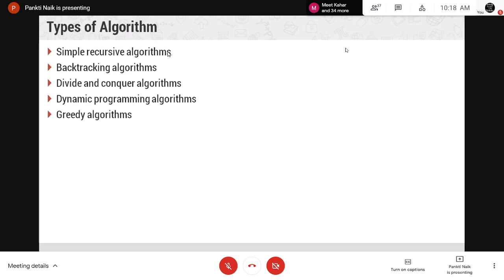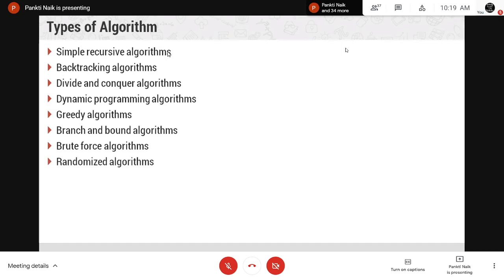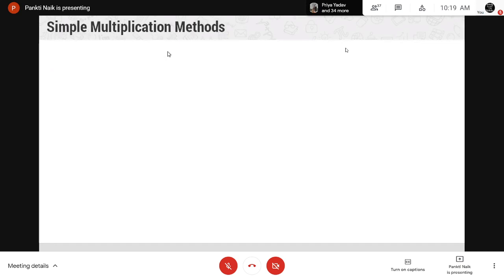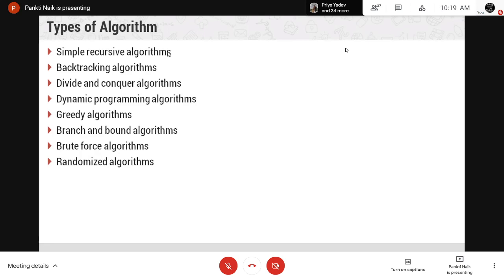Next is greedy algorithms, then branch and bound algorithms, and brute force algorithm. What do you mean by brute force? Trial and error. So that is brute force algorithm. And randomized algorithm. So these are the different types of algorithm that we will learn in this subject.